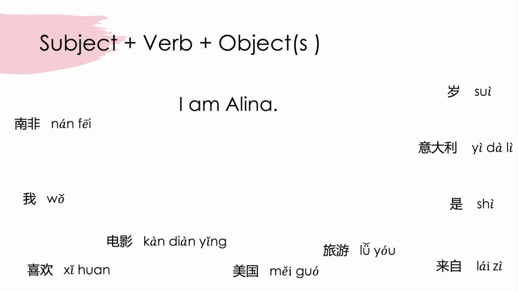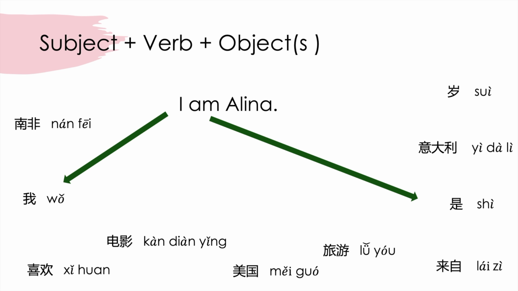I want to say I'm Alina. So, first of all, we have to find where's the Chinese word that represents I. It's here. Where's the Chinese word that represents am? It's here. So the sentence will be 我 plus 是 plus Alina. 我是 Alina.